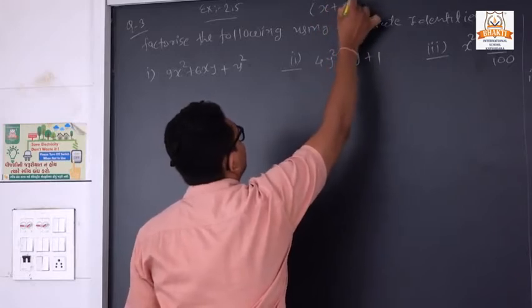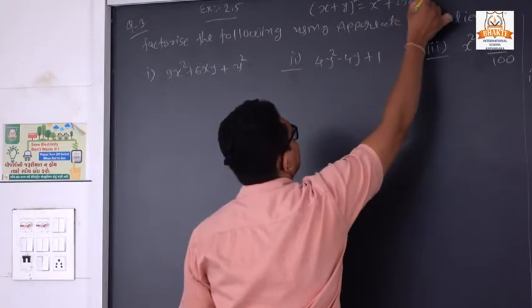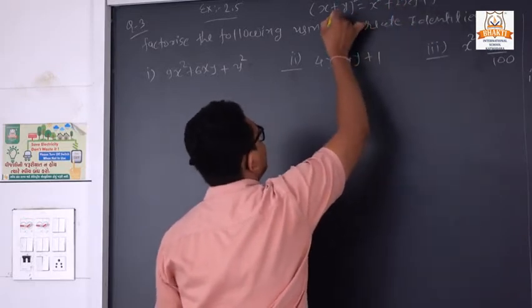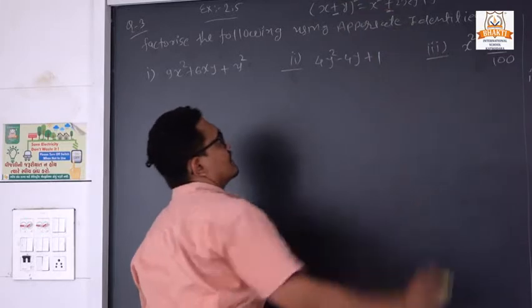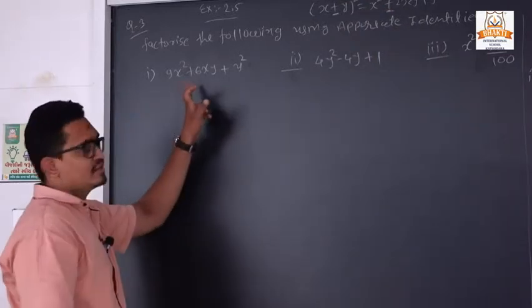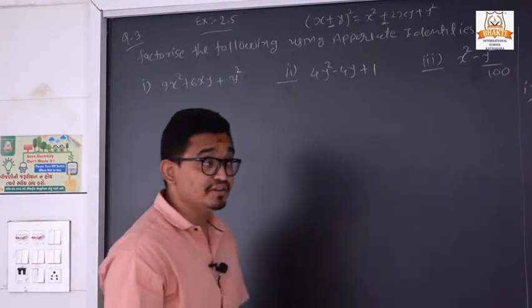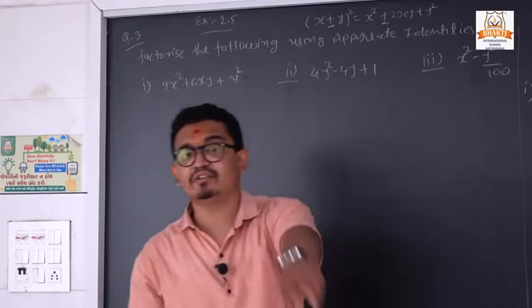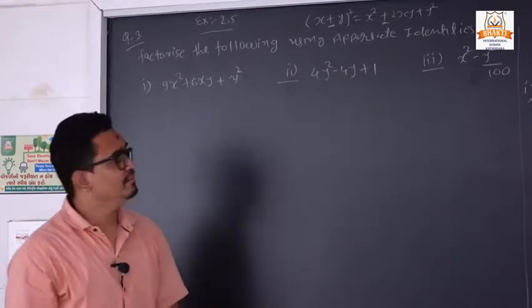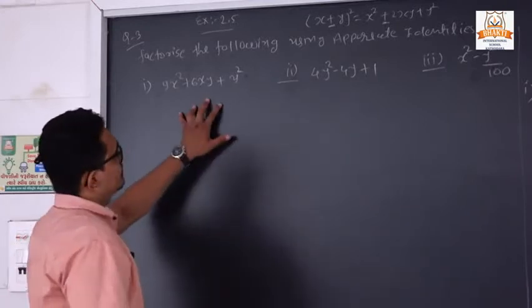x plus y all square is equal to, what is our first identity? It is like that, x plus y all square, and if we have a minus sign, we will put minus. So see that here we have how many terms? 1, 2 and 3. In questions 1 and 2 you can clearly see we have only 2 terms, but here we have 3 terms.